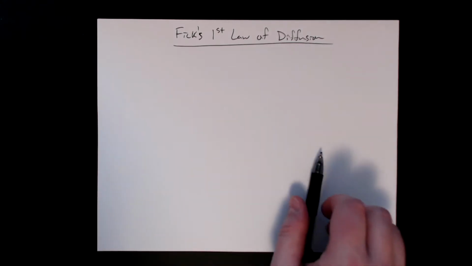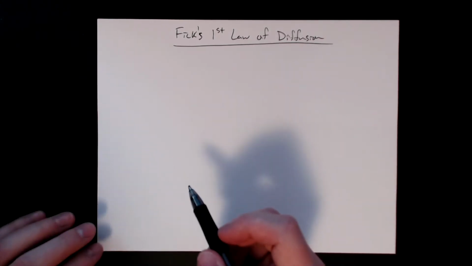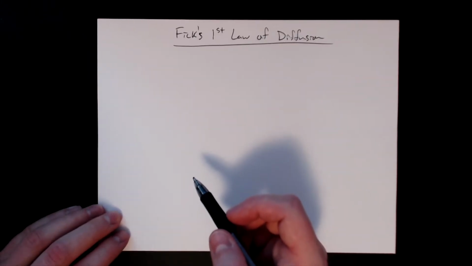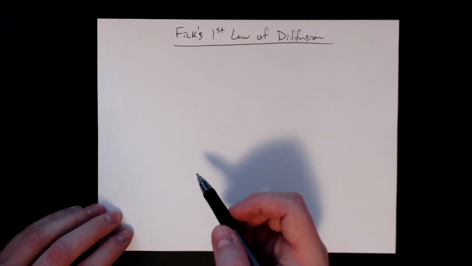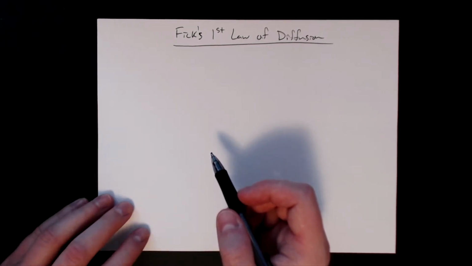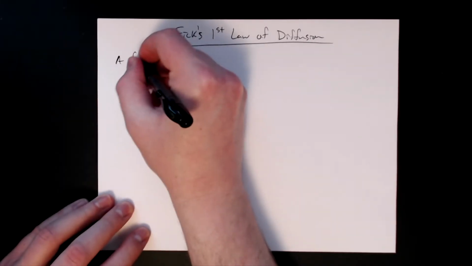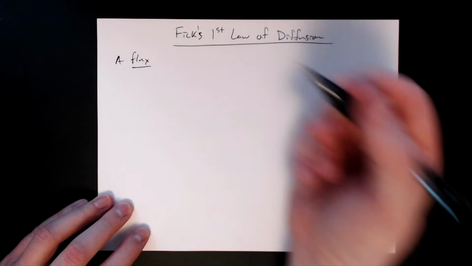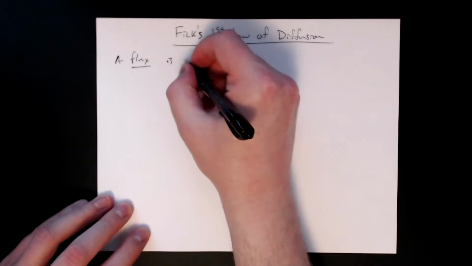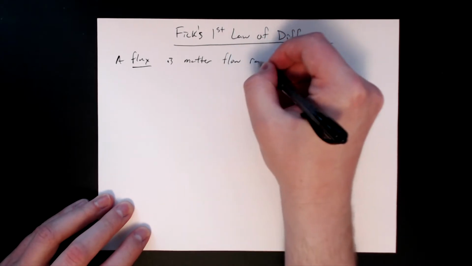All right, so let's start talking about Fick's first law. And along the way, you'll see that we'll identify the equation and identify all the terms. The first thing that we want to talk about with Fick's first law is the concept of flux. So we want to look at what flux is. So flux is matter flow, and it's a matter flow rate.